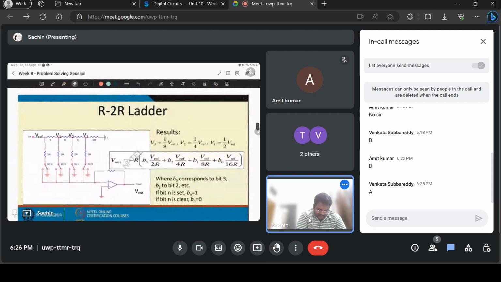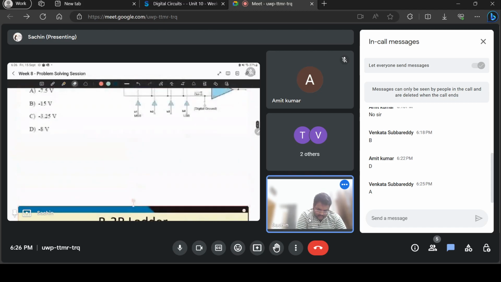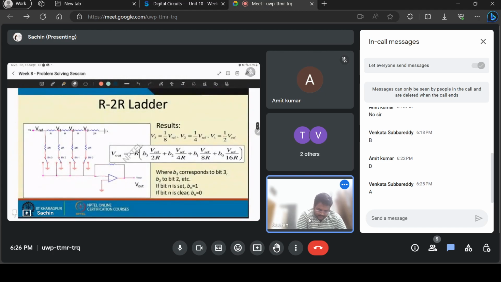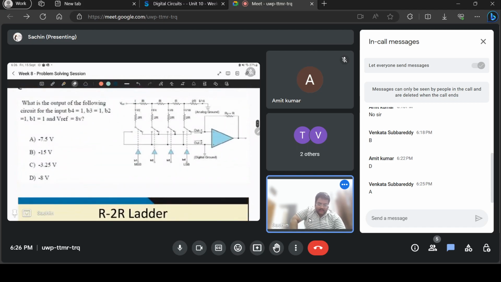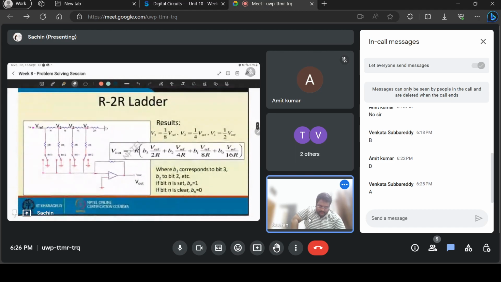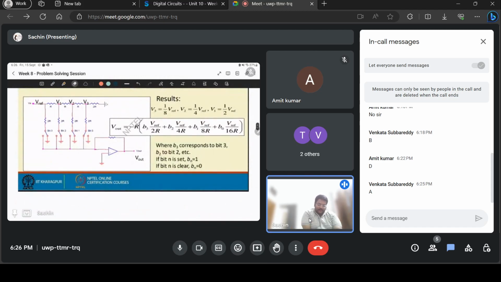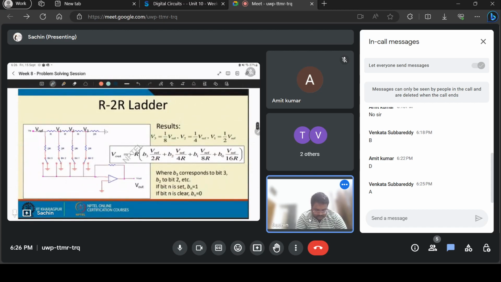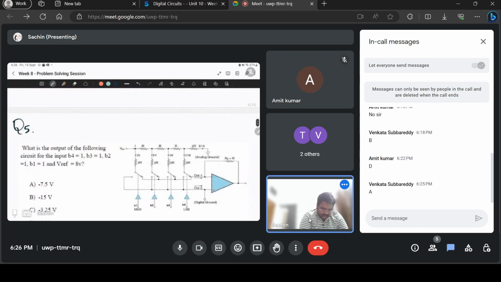Okay, you can use this result directly. In this, you have to substitute 1 for all the B's, because the input sequence is 1 1 1 1. So your output is V out equals, and the feedback here RF is R.